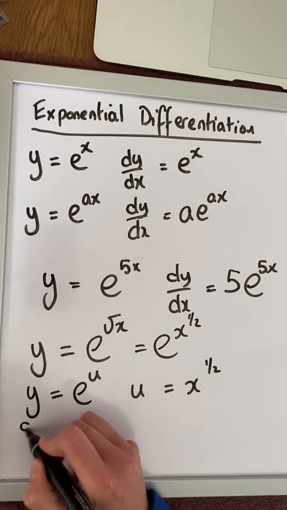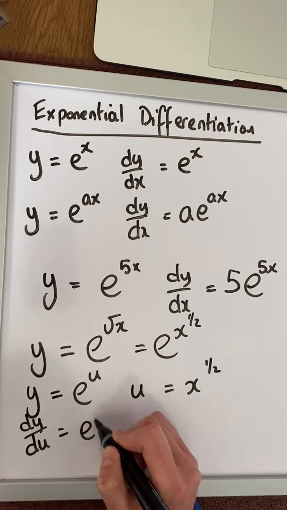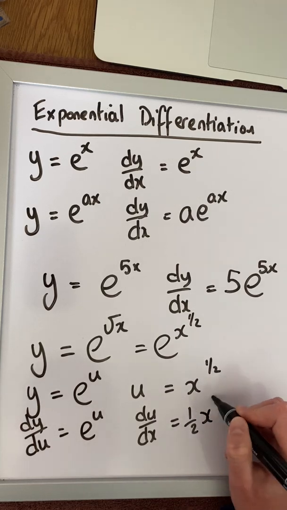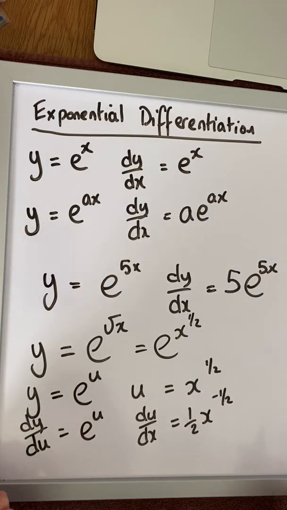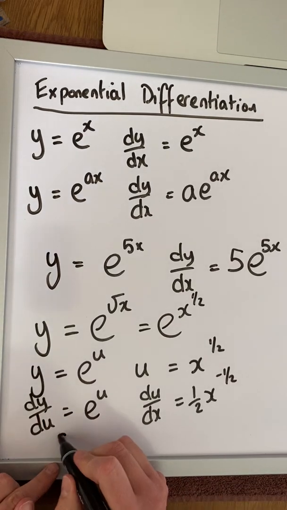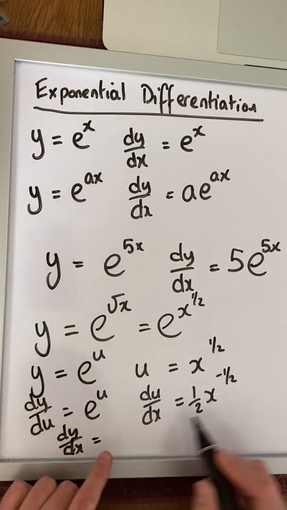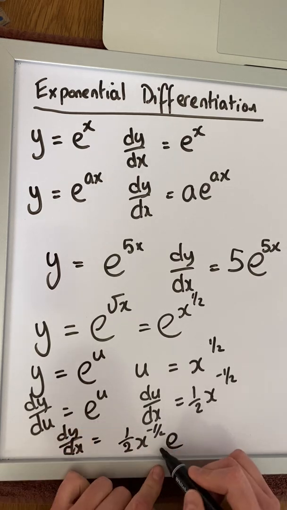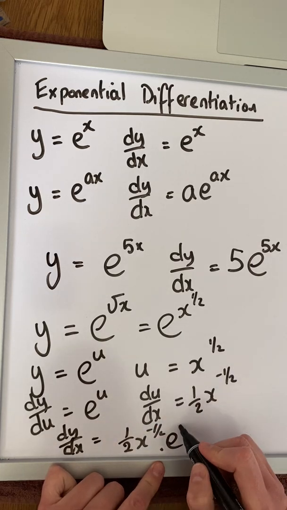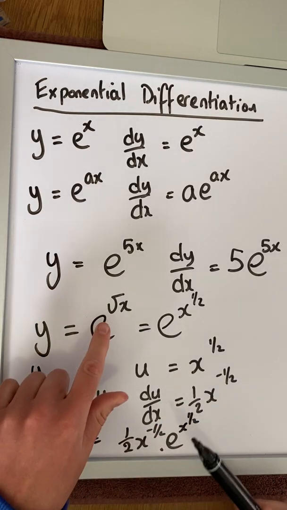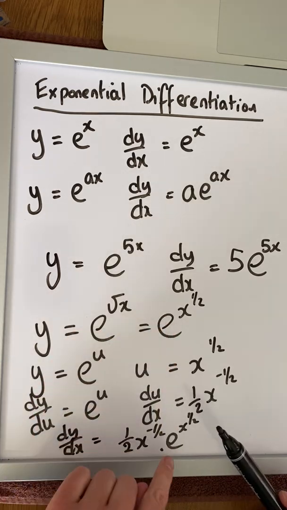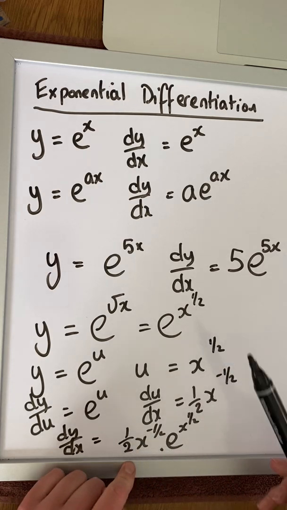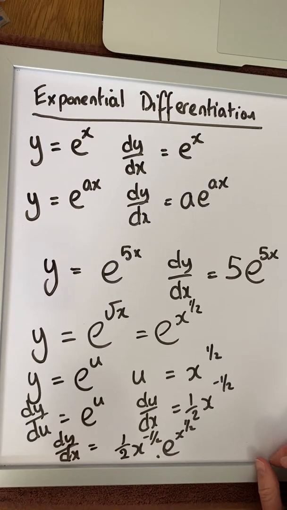I differentiate them separately. dy du is e to the power of u. du dx is a half x to the power of minus a half, and then we simply multiply them back together. So dy dx is going to be a half x to the power of minus a half times e to the power of u, which is x to the power of a half. So again, we can see that our actual exponential function does not change, but we are simply multiplying by the derivative of the power. That's your shortcut rule for exponential functions.